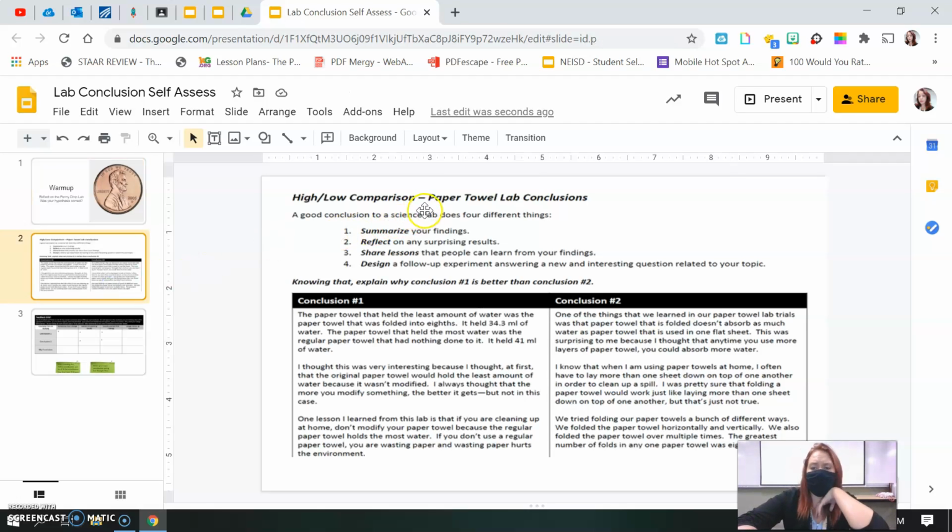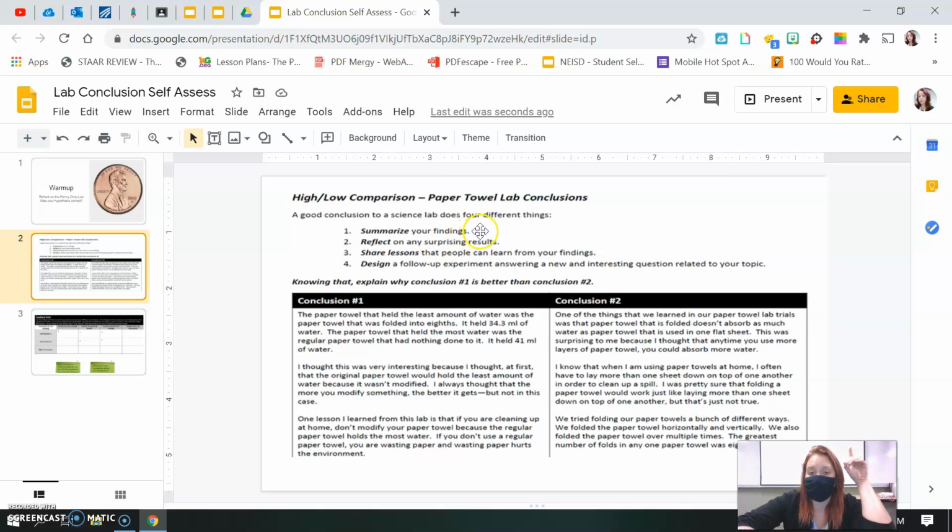After you do that, I have two conclusions that you're supposed to compare to each other. This is called a high and low comparison. This is not about the penny drop lab. This comparison is about a made-up paper towel lab, but you're going to use these as examples. It has four main things that all good conclusions should have. The first thing is, number one, summarize your findings.